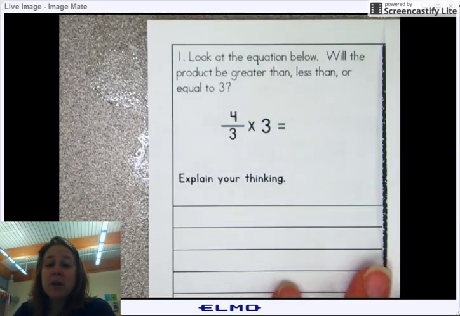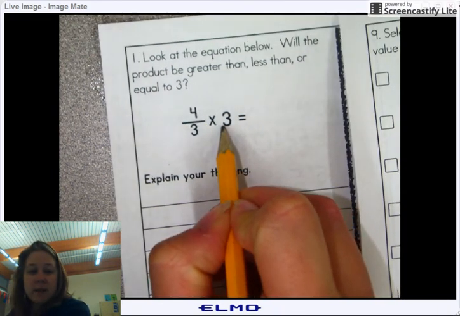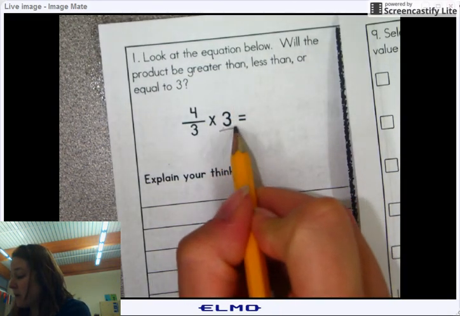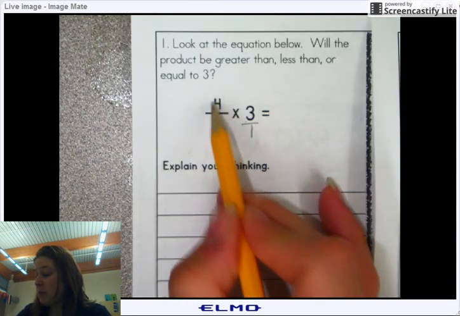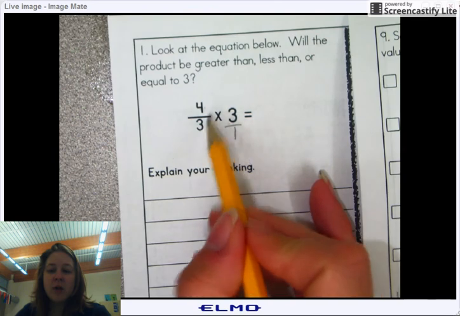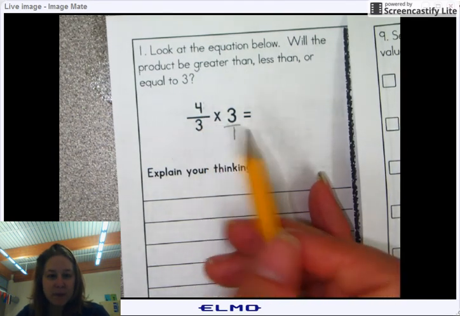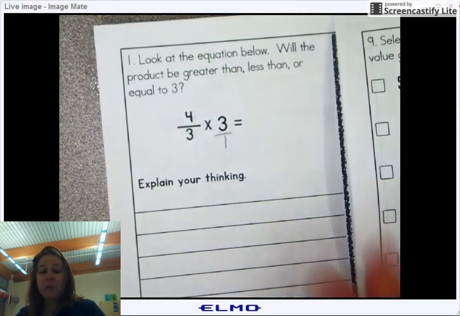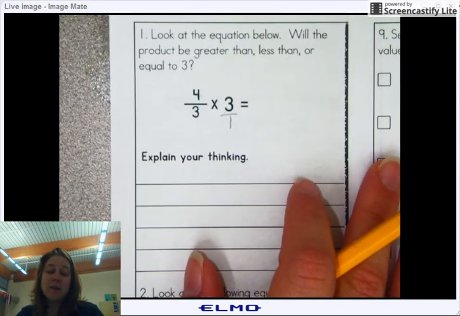What will the product be, greater than or less than, or equal to 3? So you need to look at right here, this 3. Yes, while it's a whole number, it's over 1. And what you need to realize is that when you have an improper fraction, this is 1 1/3. Well, 1 1/3 times 3, well, 1 times 3 is 3. So therefore, when you do that, you're going to have 3.